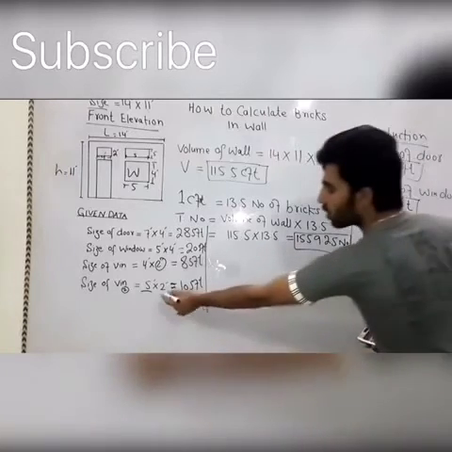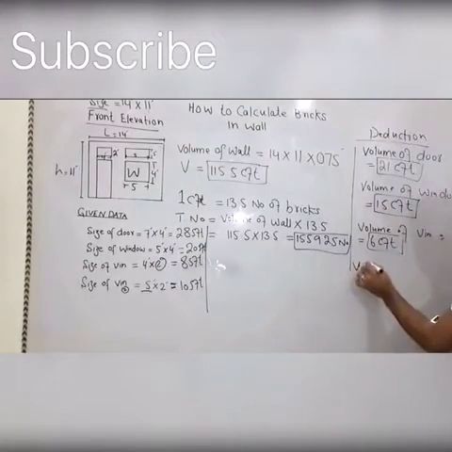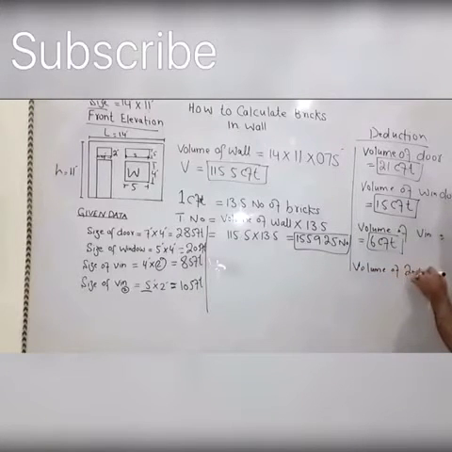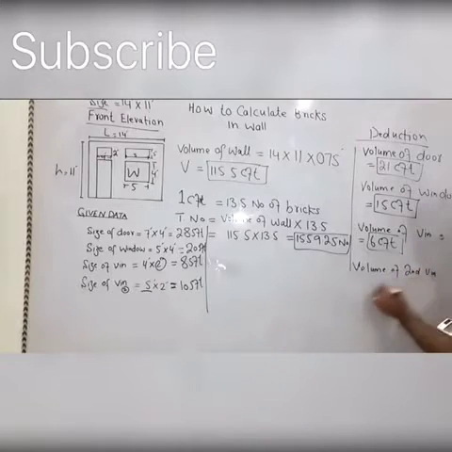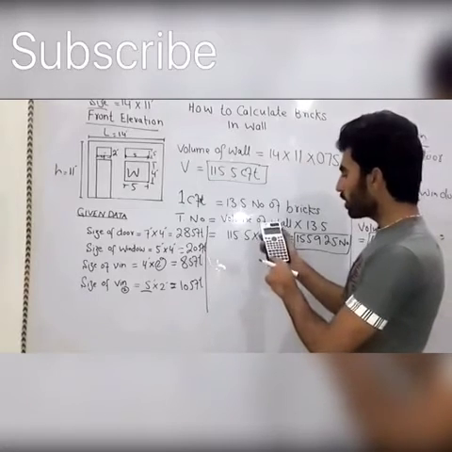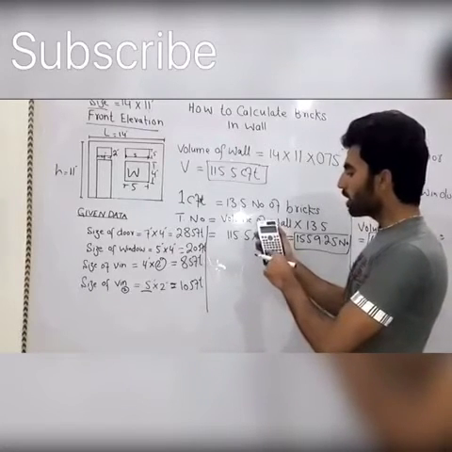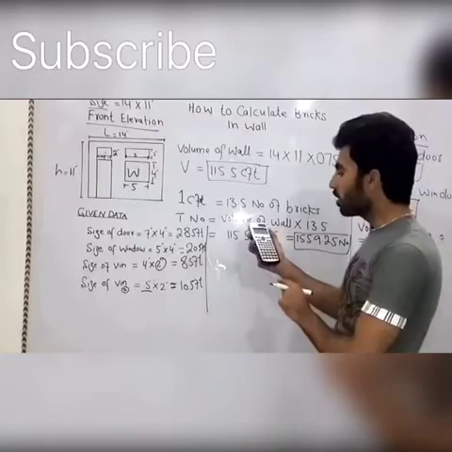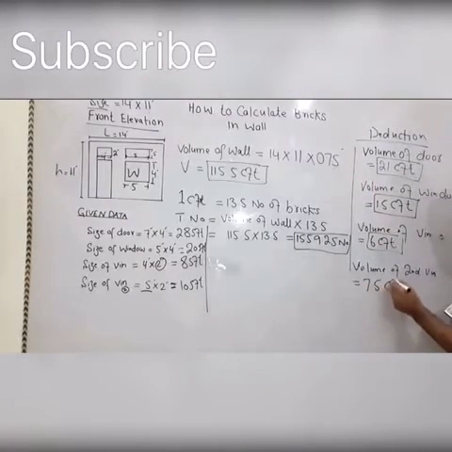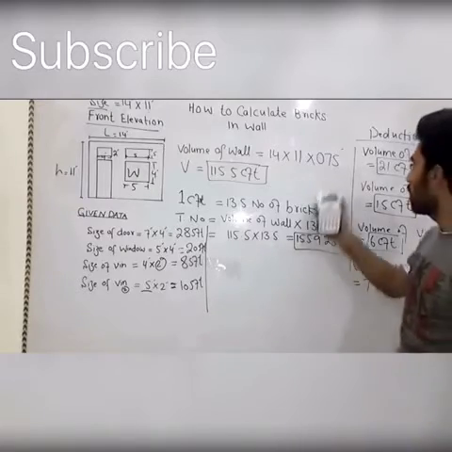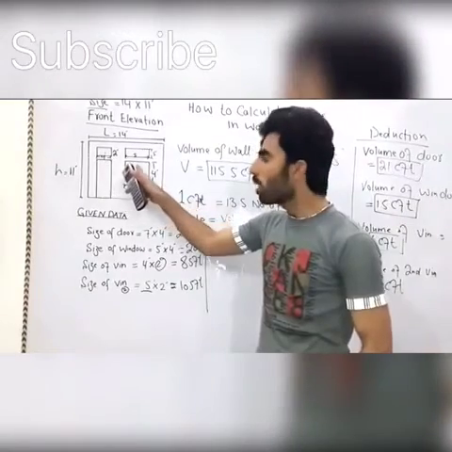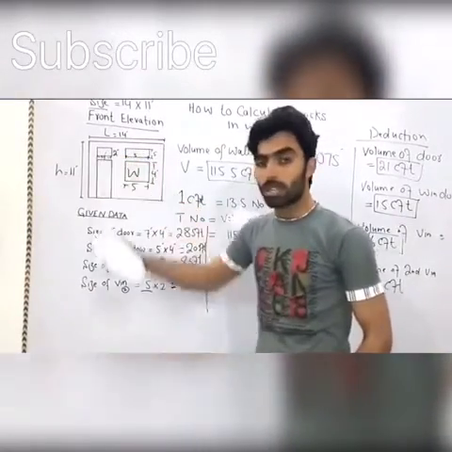Okay, now the second one will be volume of second ventilator. It will be 10 square feet multiplied by 0.75. It will give you the answer 7.5 cubic feet. Now I want to deduct these things: door, window, first ventilator, second ventilator.